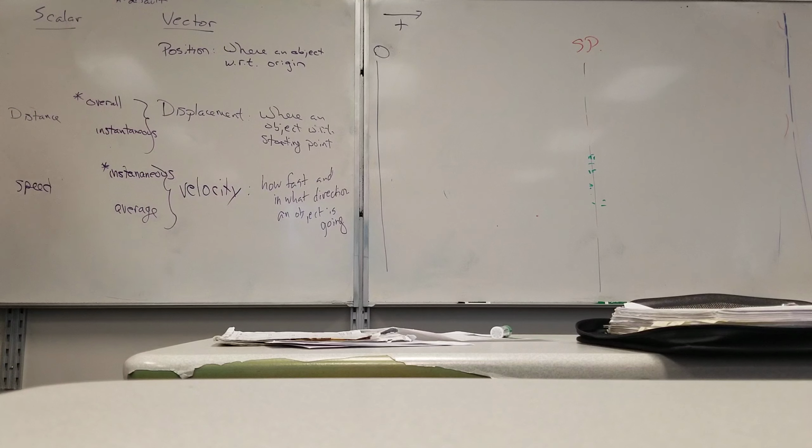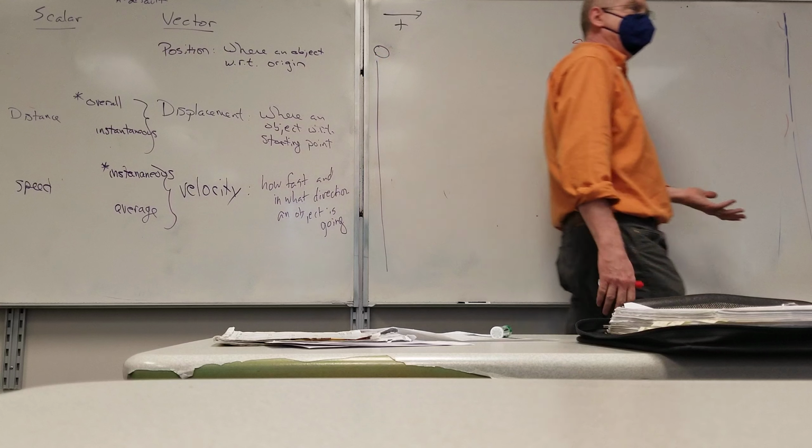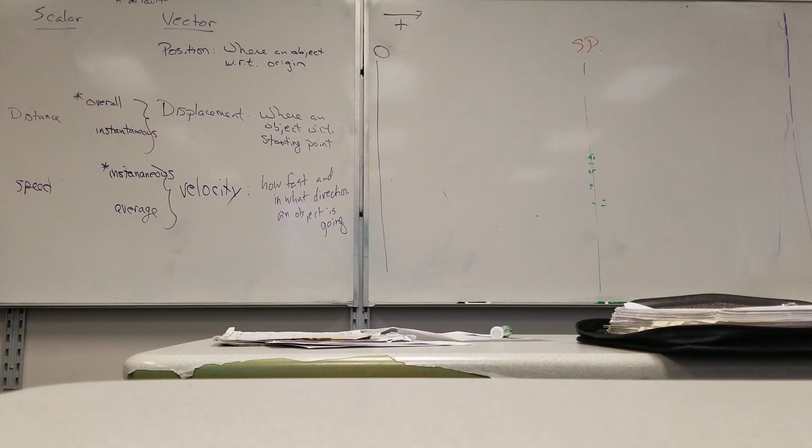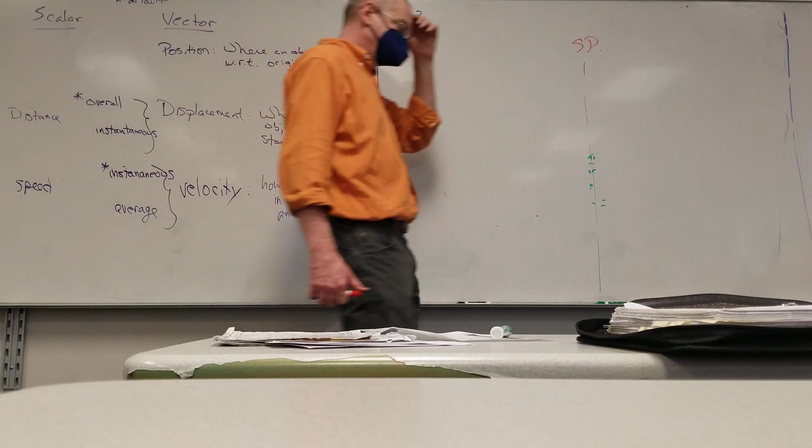Now the direction of velocity is the direction you're moving. So right now my velocity is positive. My velocity is negative. Because I said to the right was positive.